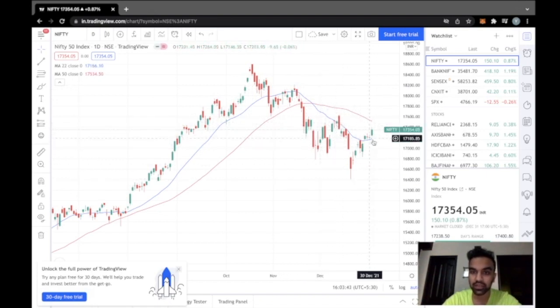Now this part is going to be interesting here, as it is taking support at the 20-day moving average. However, there is some resistance from the 50-day moving average. So one should wait for a couple of days to see how Nifty interacts with the 50-day moving average before deciding whether to go long or short.